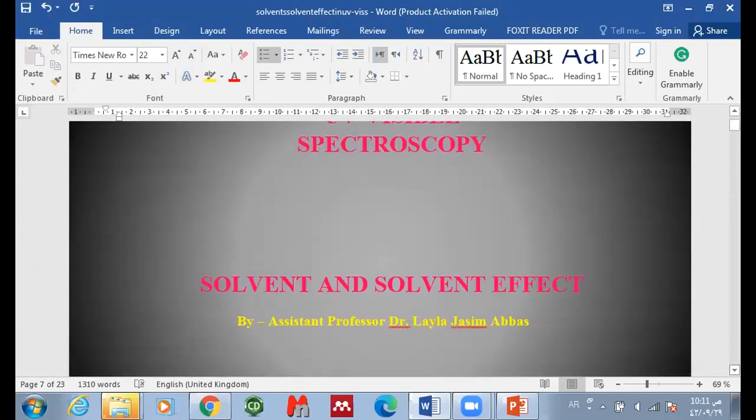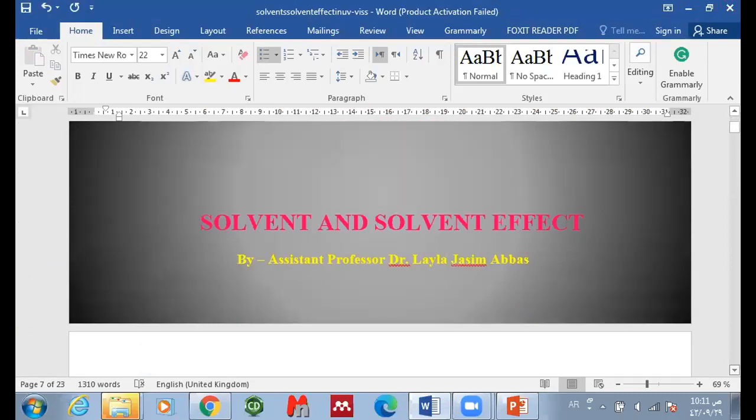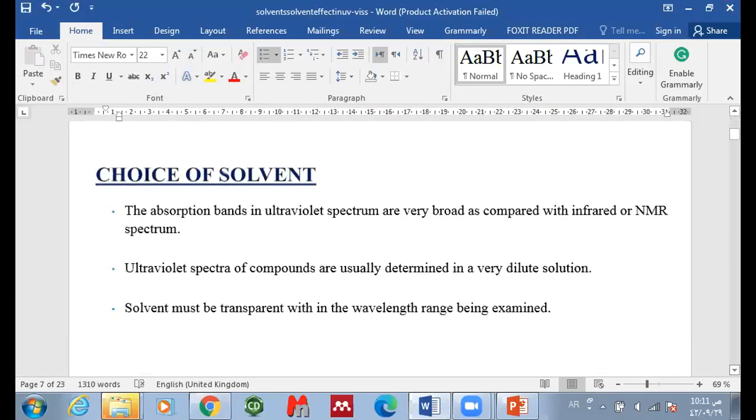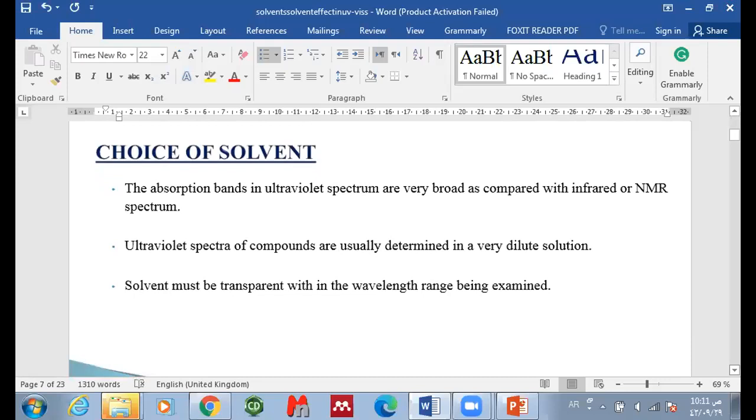Solvent and solvent effect. So how can we choose the solvent to measure the UV-Vis spectrum? The absorption bands in ultraviolet spectra are very broad as we compare them with nuclear magnetic resonance and infrared spectra.